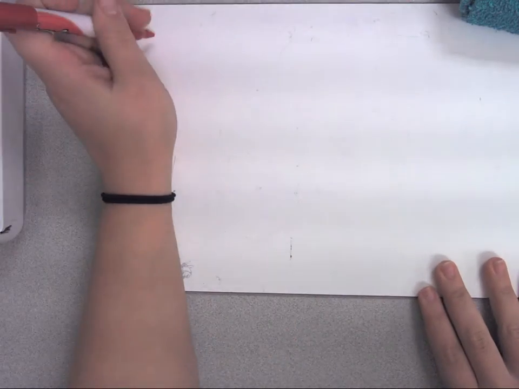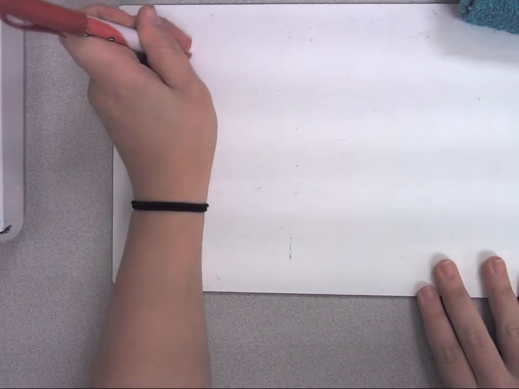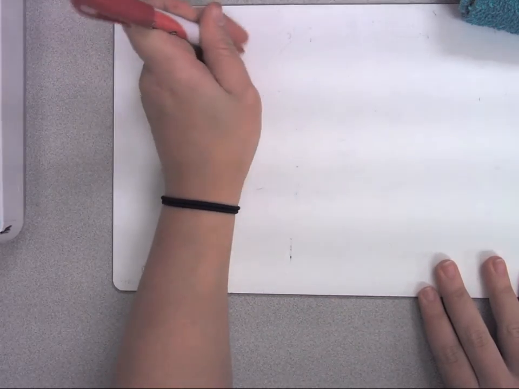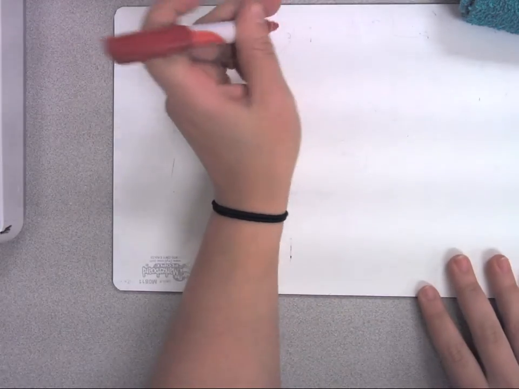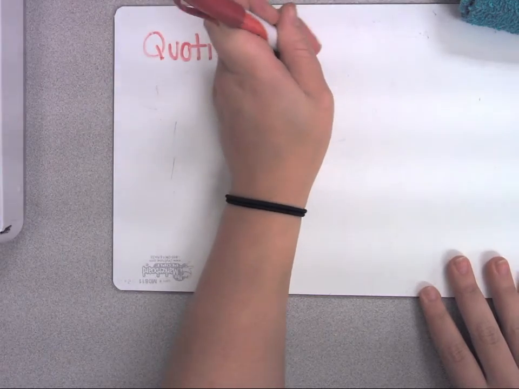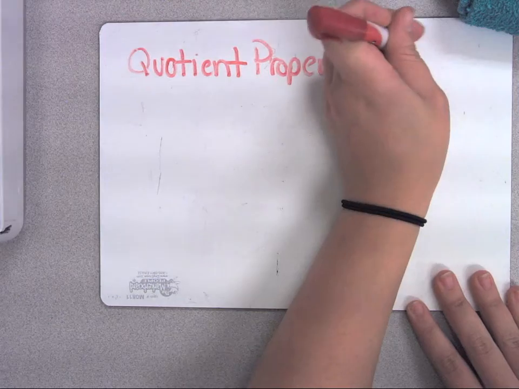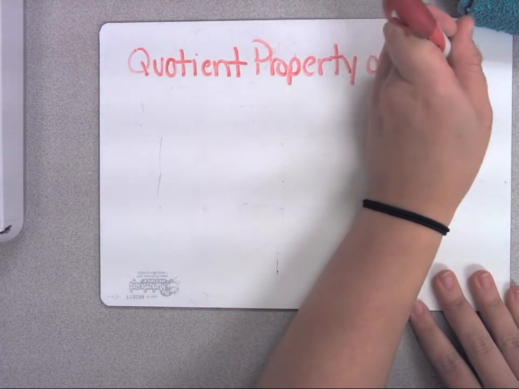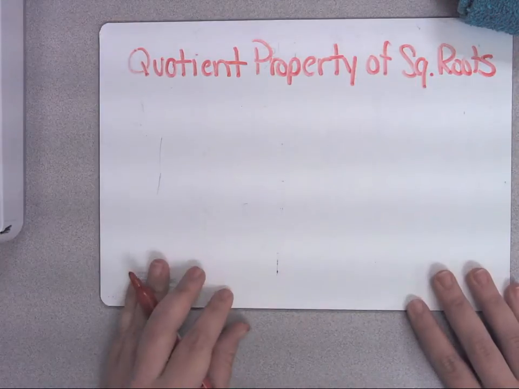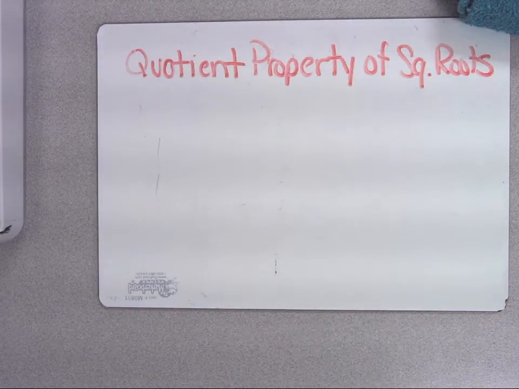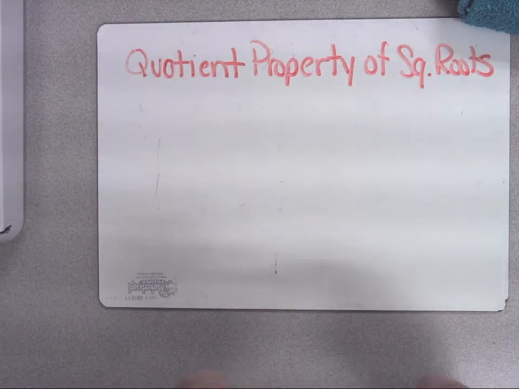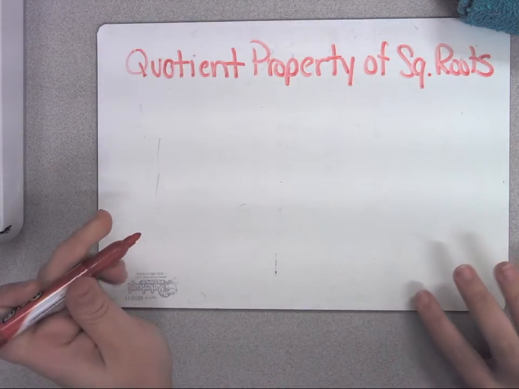Okay. Bless you. The next one is called the quotient property of square roots. Oh, it's already starting to die. How does this happen to me? That one looks nice. We'll see.